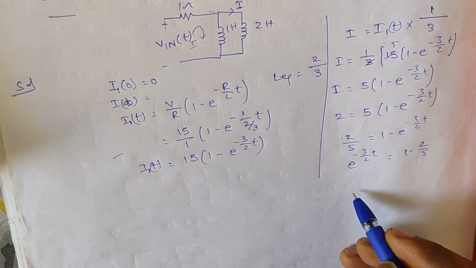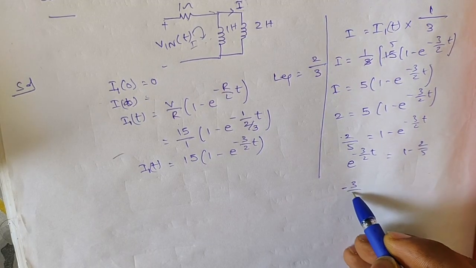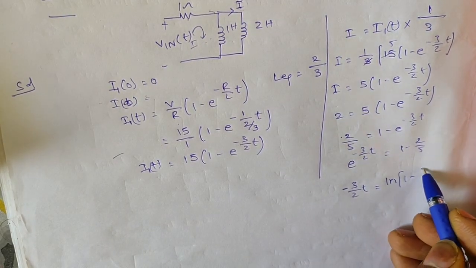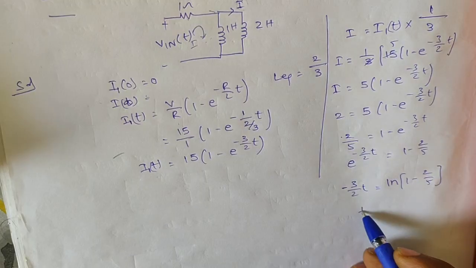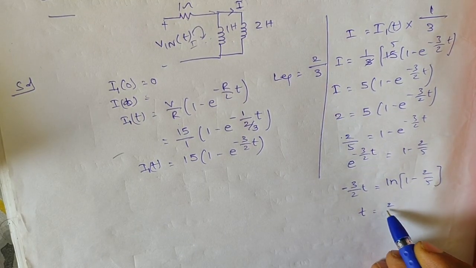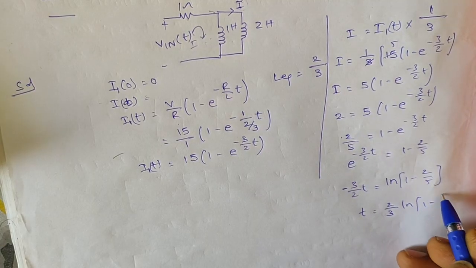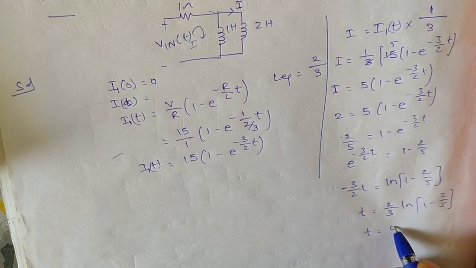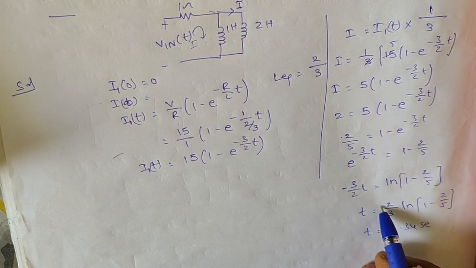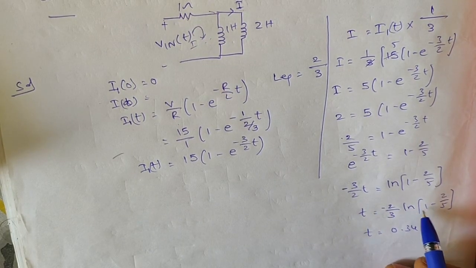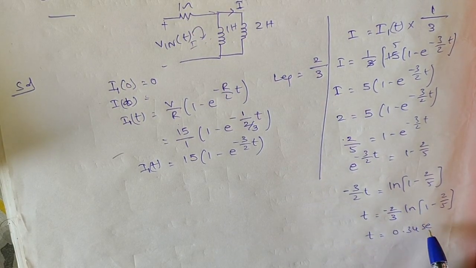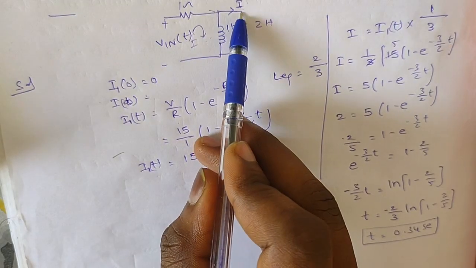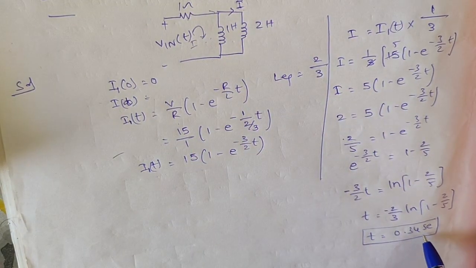Then, putting the natural logarithm, the e exponential will be cancelled, and t will be 2 by 3 ln of 1 minus 2 by 5. The time in seconds will be 0.34 seconds. As we have a minus here, the value will be negative of negative, so overall the value will be positive. The time to reach 2 amperes in this 2 Henry inductor will be 0.34 seconds.